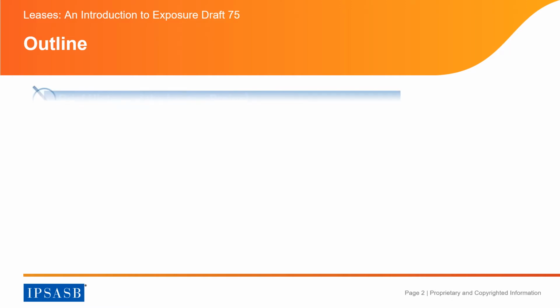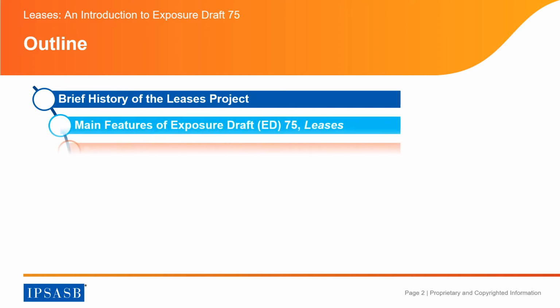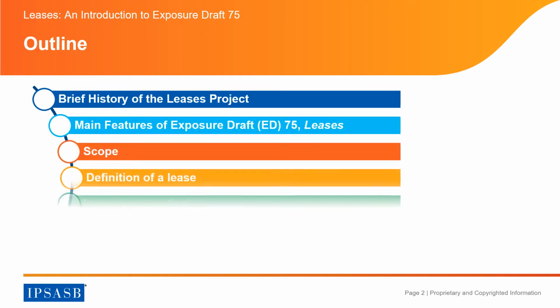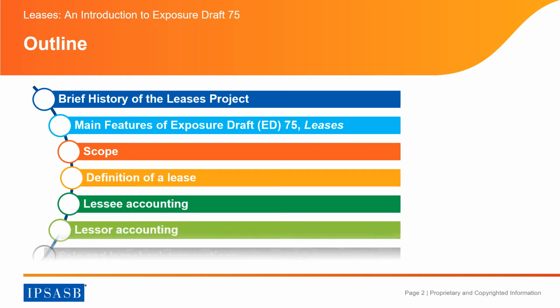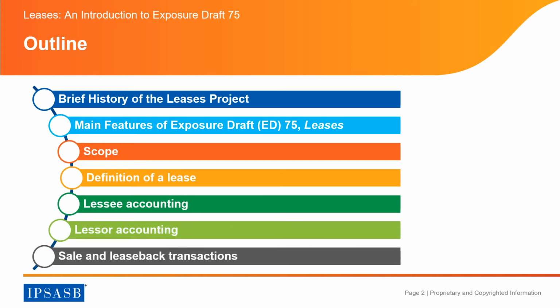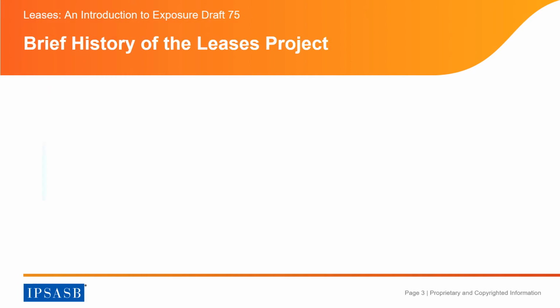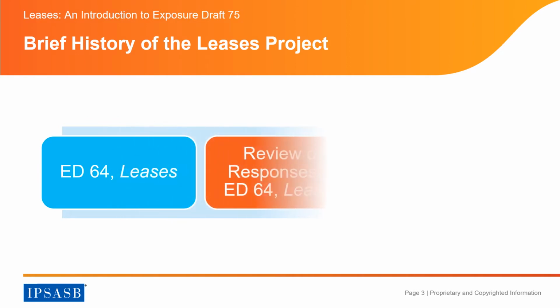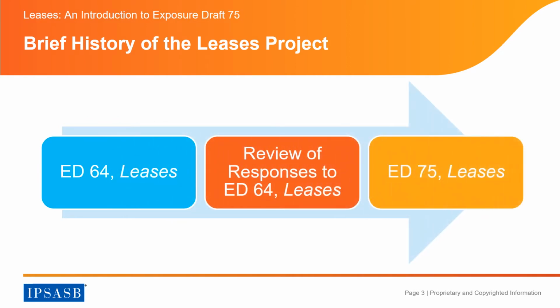We'll start with a brief history of the Leases project, followed by main features of Exposure Draft 75 leases, the scope, definition of a lease, lessee accounting, lessor accounting, and sale and leaseback transactions. At the end of the webcast, we will also cover the next steps for this project. ED 75 was issued after the review of responses to ED 64 leases. João, can you provide a brief history and explain why ED 75 was issued?